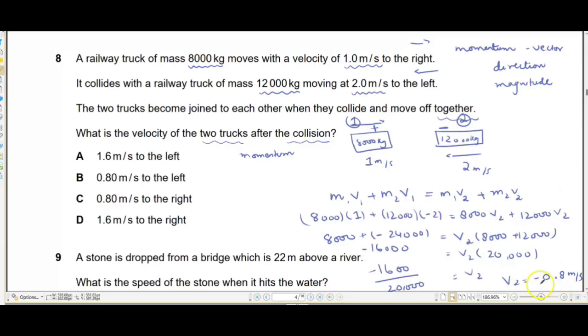The velocity that was negative was that of the second object, and as the mass of the second object was greater than the mass of the first object, they are going to move in this direction afterwards, to the left. So 0.80 meter per second to the left, and this is how we've solved this question.